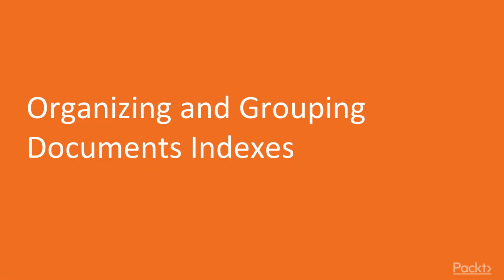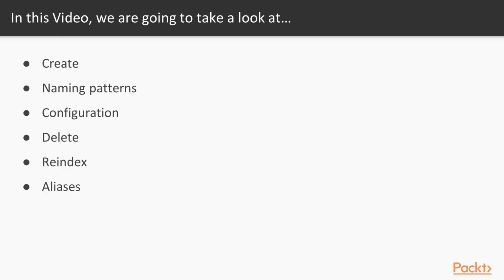In this video, we'll be talking about how Elasticsearch organizes documents within indices, which is the plural for index. We'll look closely at how you create new indexes or indices, how we can use different naming patterns when we define what indices we use, and a couple of different ways to set configurations for our new indexes. We'll delete indexes, we'll reindex indices, and then we'll look at some aliases.